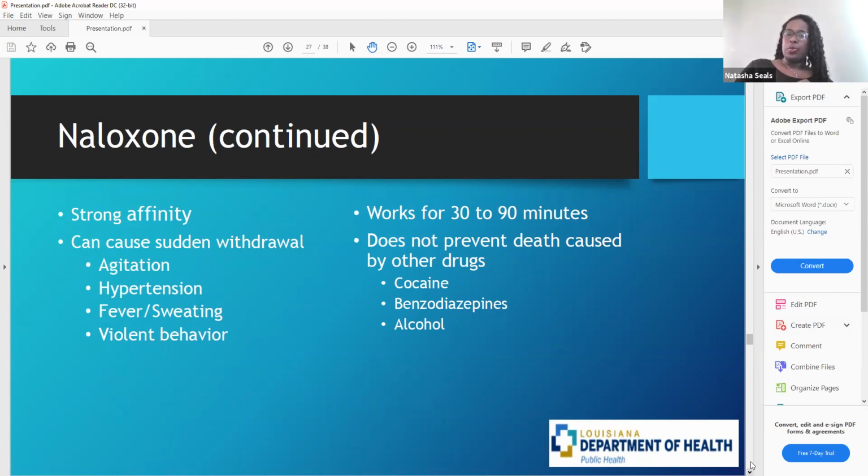In comes naloxone. It has such a strong affinity that it knocks those opioids off the receptors. It can cause sudden withdrawal because of that strong affinity, and that's things like agitation, hypertension, fever and sweating, and violent behavior. It works for about 30 to 90 minutes, and it does not prevent deaths caused by cocaine, benzodiazepines, or alcohol.